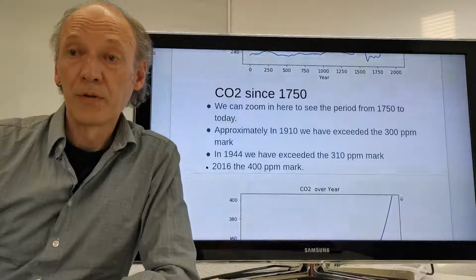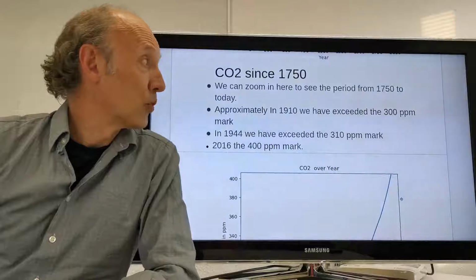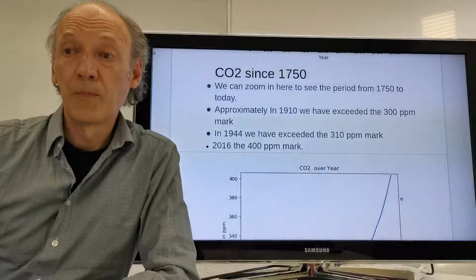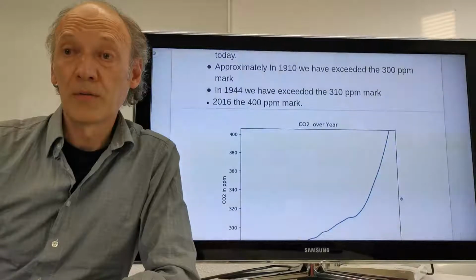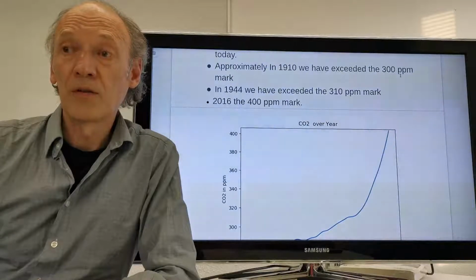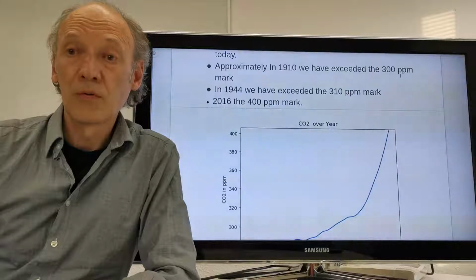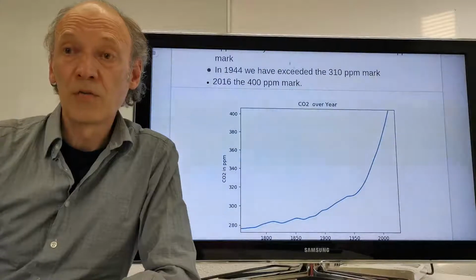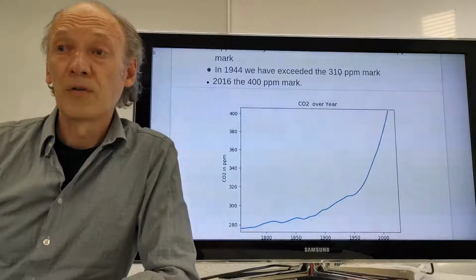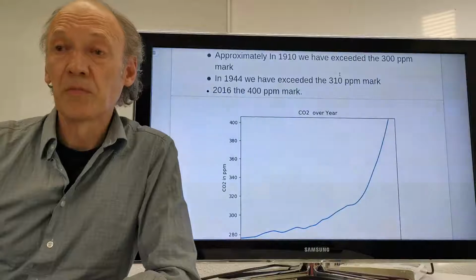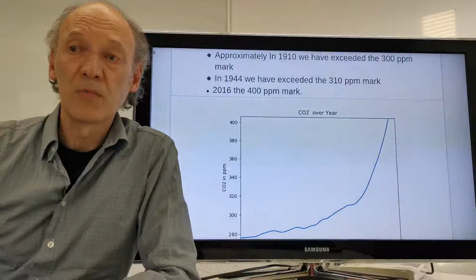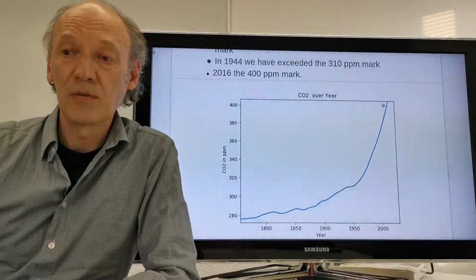You can also plot the data more closely for the industrialized age from 1750 to today. And this is the plot that we get. We see that approximately in 1910 we exceeded 300 ppm CO2 concentration in the atmosphere. And in 1944, so 34 years later, we exceeded the 310 ppm mark, so not that much increase. But then in 2016 we already hit the 400 ppm mark, so this shows the steep increase.